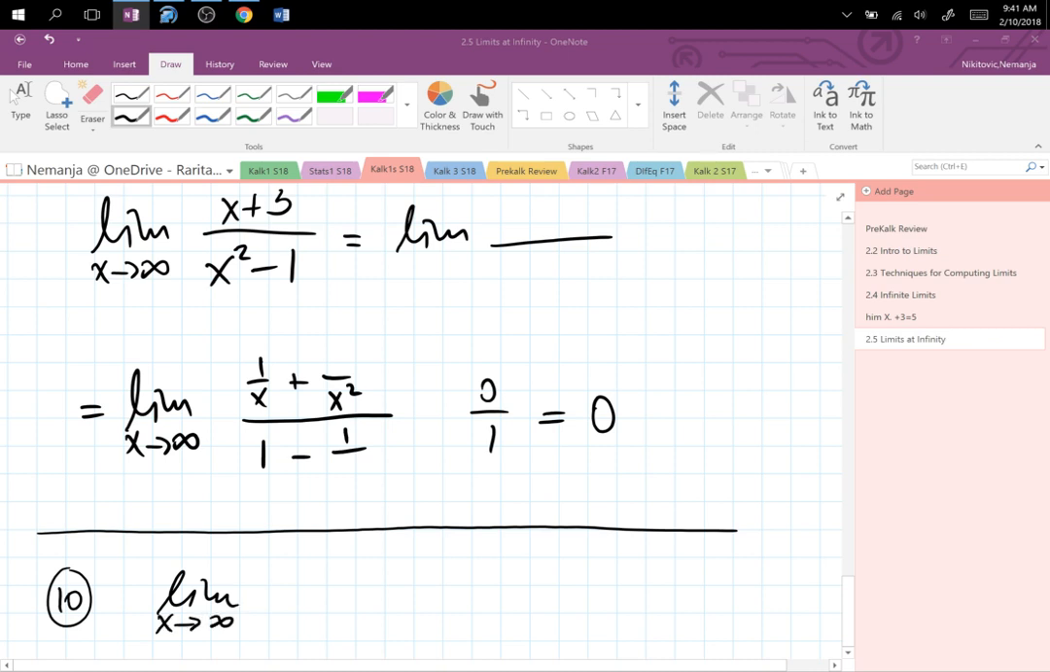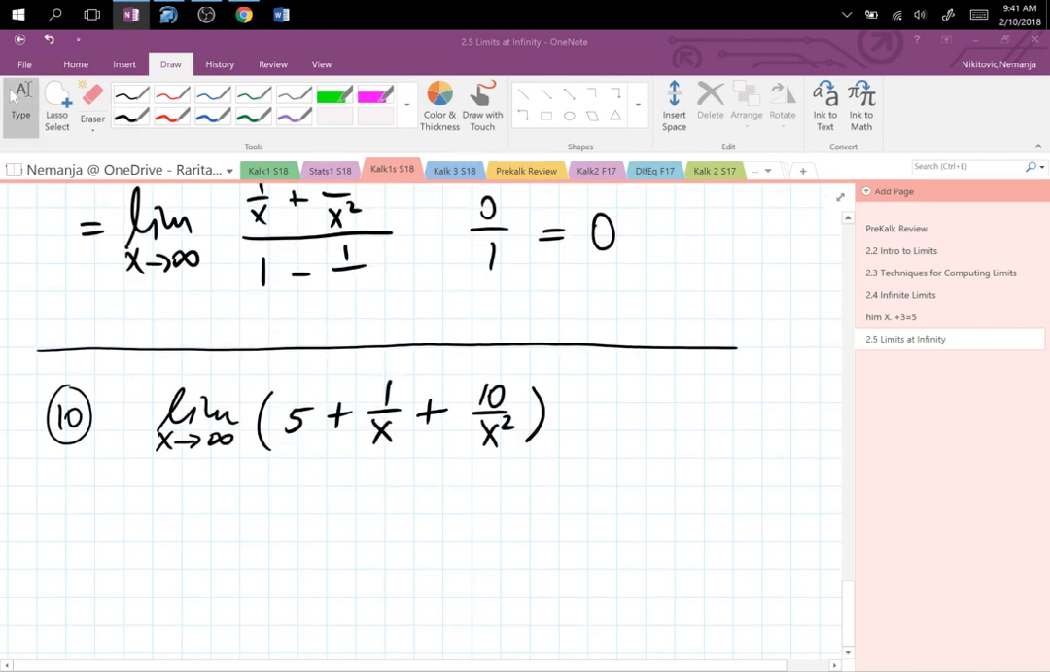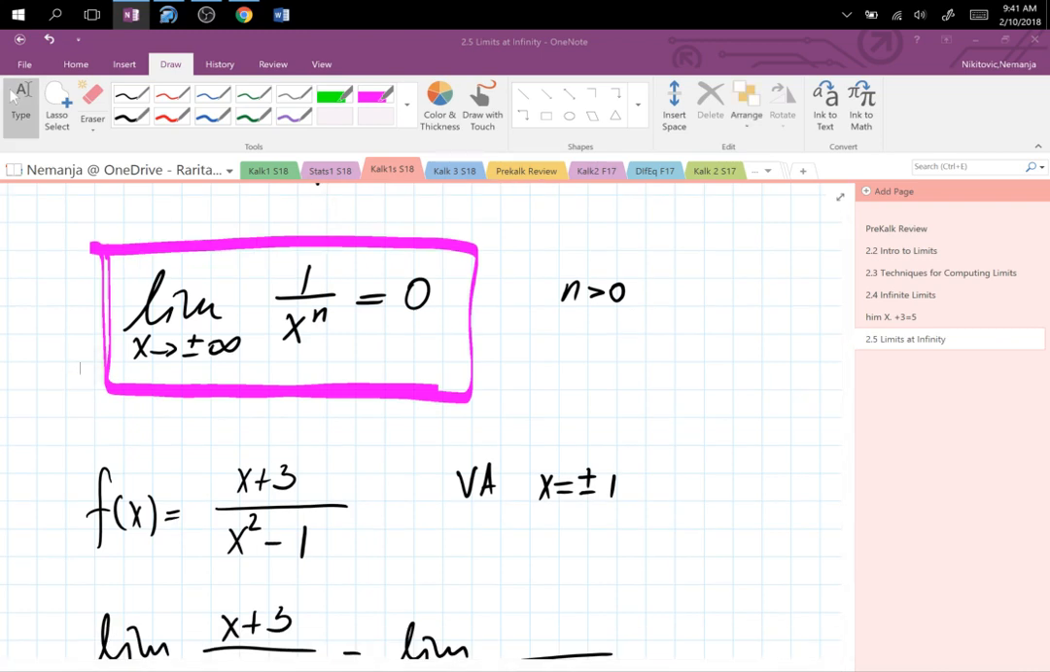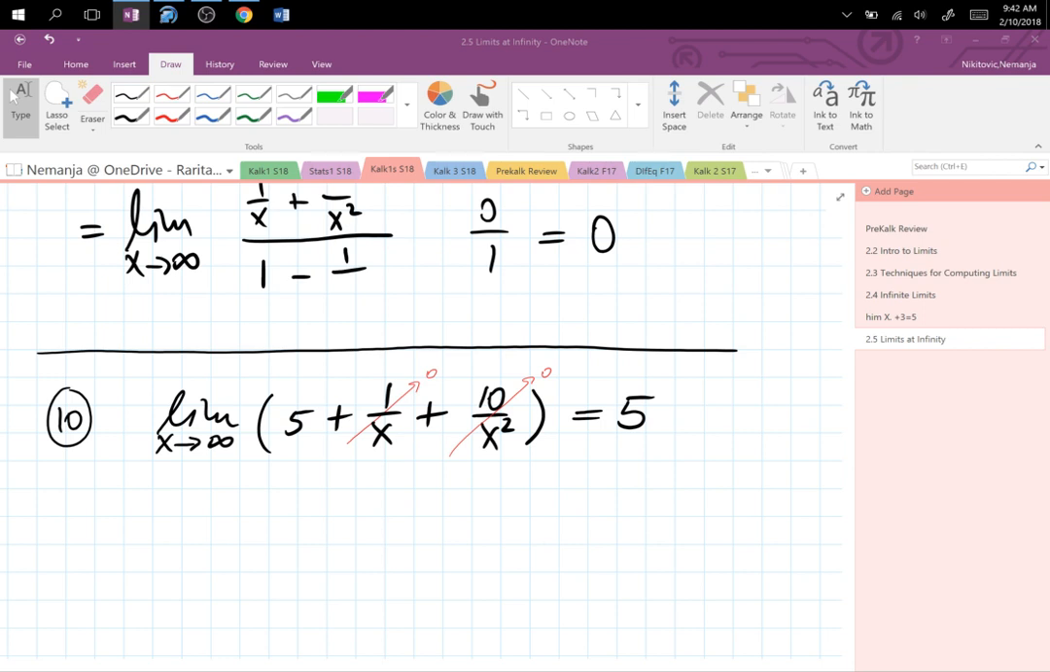Limit as x goes to infinity of 5 plus 1 over x plus 10 over x squared. What would be the answer? Five. Very good. Because both of these go to 0 by the definition we had, so 5 is the only thing that survives. We all clear? So we are using this: 1 over x squared, or 10 over x squared, doesn't matter what it is. The number on the numerator really doesn't matter.